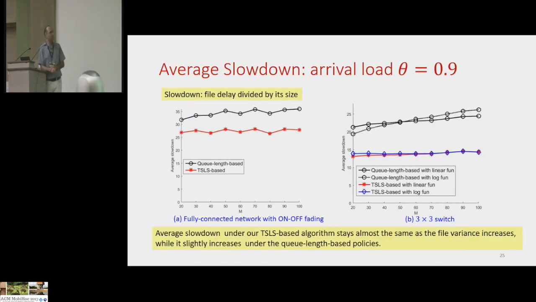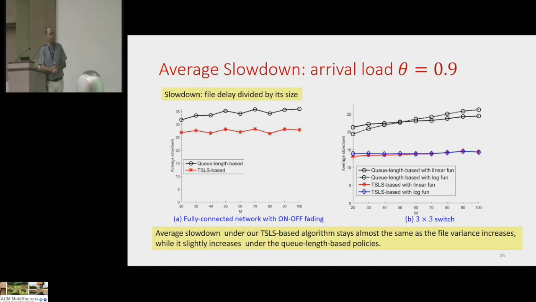In terms of the slowdown, which is the metric of file delay divided by its size, this was the insensitivity property of round robin I started with initially. It is measured by the ratio of the time you spent on the file based on its size, so it's the division of the file delay by the size. Again, we see very insensitive behavior throughout the higher burstiness for both of the policies, but the TSLS-based one is still better throughout. We again did the same for the 3x3 switch case.